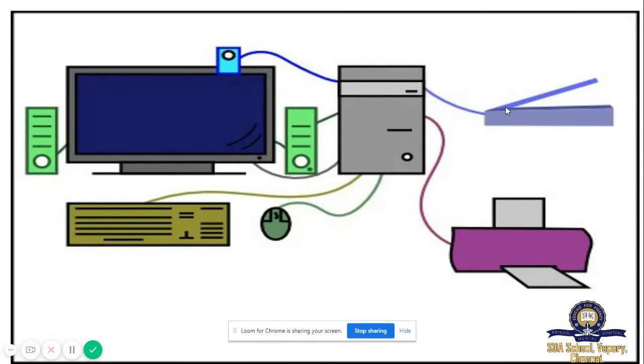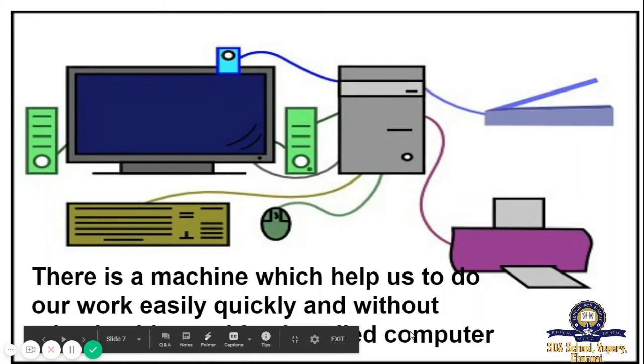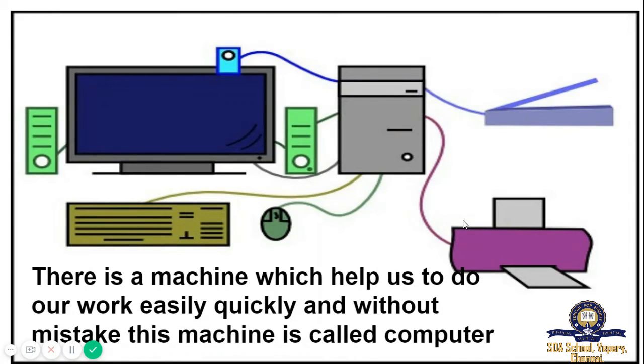In the same way, another very important machine is the computer. Computers are very important nowadays, because you are learning through this computer only. There is a machine which helps us do our work easily, quickly, without making mistakes. This machine is called the computer. With the computer, we are able to do so many works. We are doing almost 85% of our work, and everything is going through this computer only.